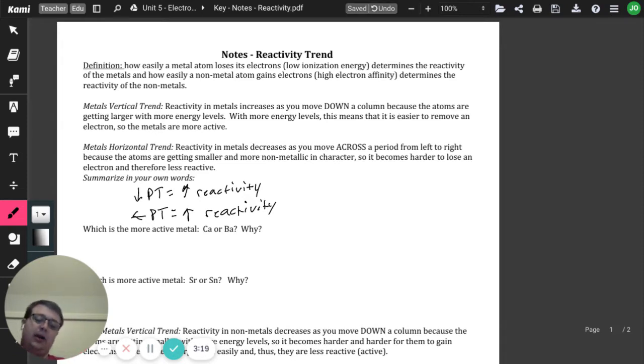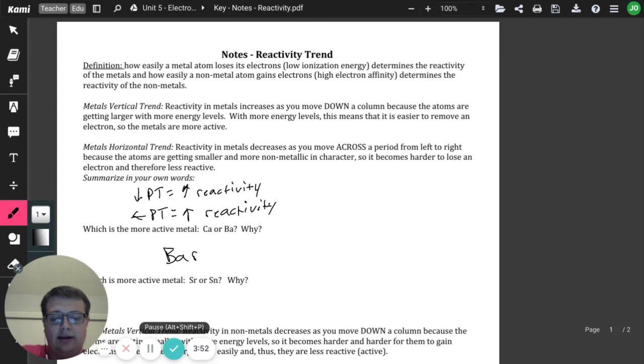So if I'm going to be comparing calcium and barium, which one would be more reactive? Well, both of those are actually in the same family, right? They're both alkaline earth metals. So looking at this, I'm comparing the vertical trend. Calcium is on the 4th energy level, whereas barium is on the 6th. We know that metals get more reactive as we move down the periodic table. Since barium is closest to the bottom, it's going to have a greater reactivity. Okay, so barium would be the more active metal.